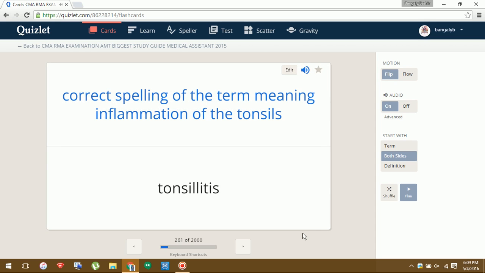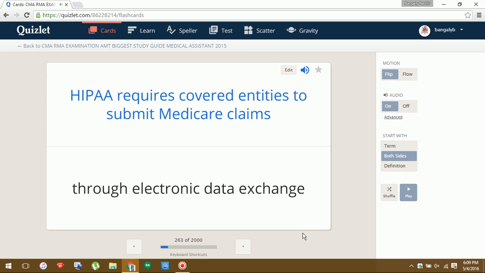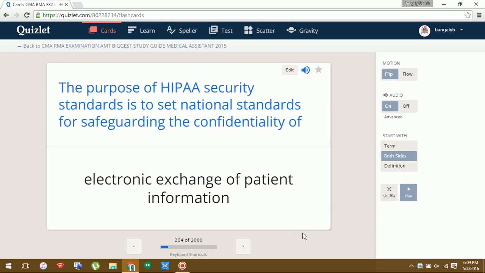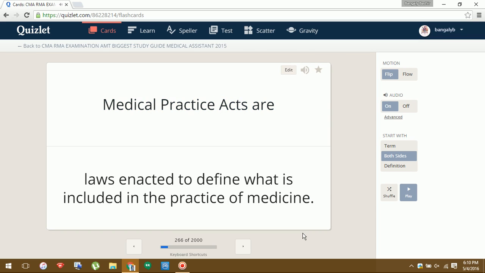Correct spelling of the term meaning inflammation of the tonsils. Tonsillitis. A patient's implied consent usually covers blood test. HIPAA requires covered entities to submit Medicare claims through electronic data exchange. The purpose of HIPAA security standards is to set national standards for safeguarding the confidentiality of electronic exchange of patient information. The purpose of the Good Samaritan Act is to protect healthcare providers rendering first aid from civil and criminal liability. Medical Practice Acts are laws enacted to define what is included in the practice of medicine.